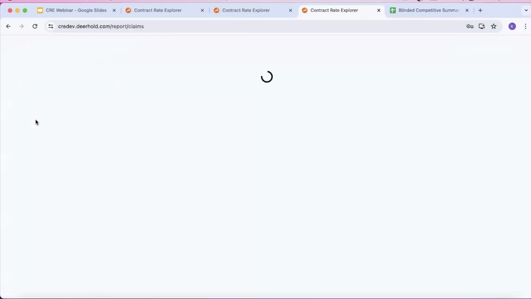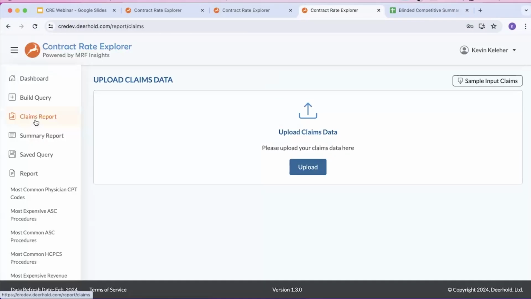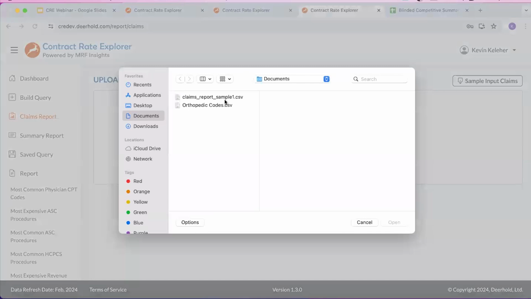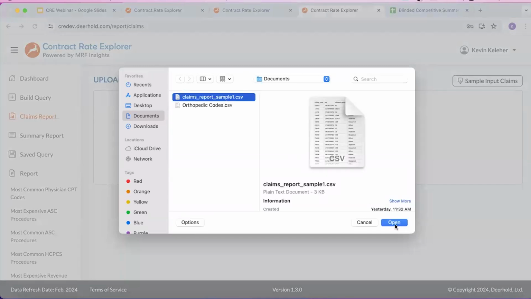So we have a claims report where users can take, I'll call it, a slimmed down claims file, because we certainly don't need all the information that might be available on a claim, like PHI as an example. But we would need some basic information like the billing provider, the allowed amount, any modifiers, place of services, for example. And I can upload a claim file.